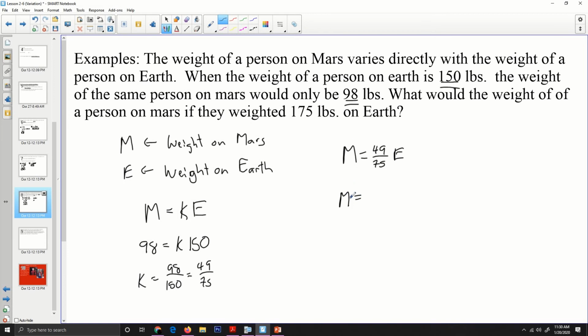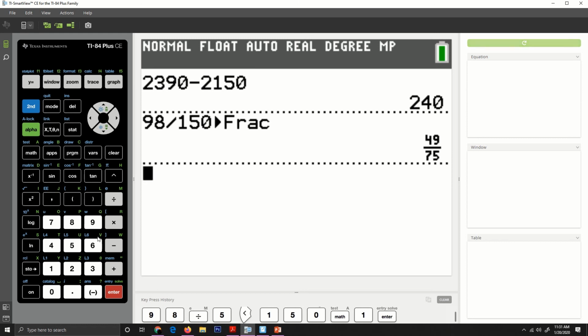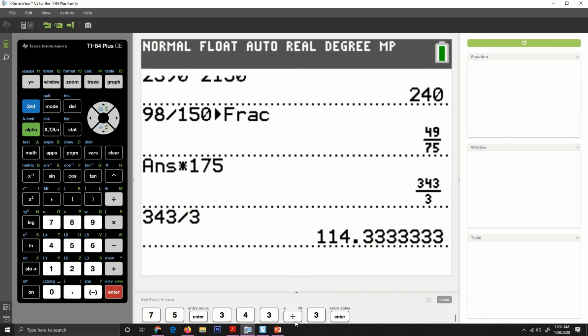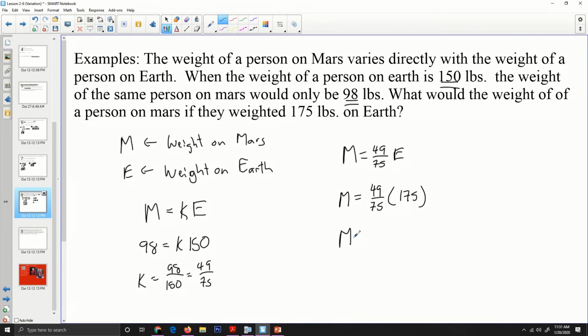And so if they weigh 175 pounds on Earth, we want to know what they weigh on Mars. So the Mars weight will be 49/75 times 175. I'm just going to grab my graphing calculator since I already have that as my answer. Just hit multiply to get the answer up there, 175. And I would rather have that be a decimal here. So 343 divided by 3 equals 114 and a third of a pound. So the Mars weight would be 114.33 pounds.